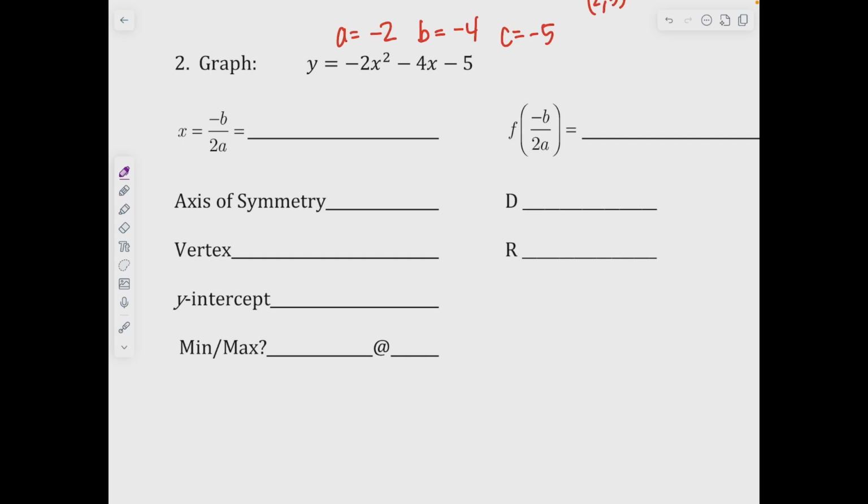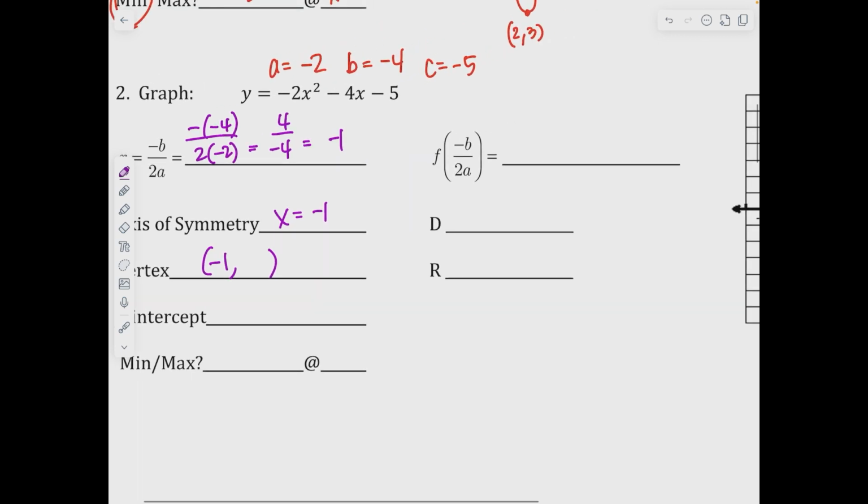Okay, let's see how we did on numbers 2 and 3. So I'm starting off with negative b over 2a. So I have negative 4 over 2 times negative 2. So negative 4 is 4, and then I have 4 over negative 4, which is negative 1. So my axis of symmetry is x equals negative 1. My vertex is negative 1 something. I am going to have to find f of negative 1.